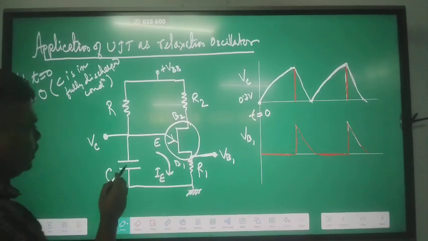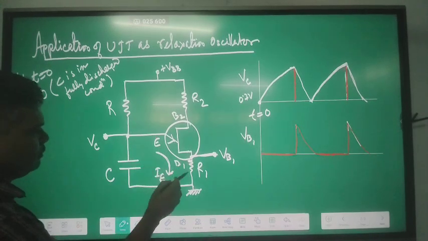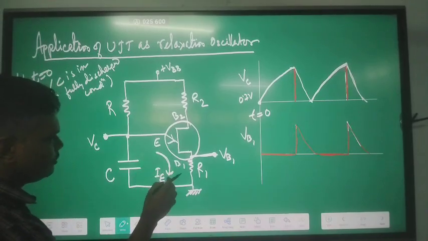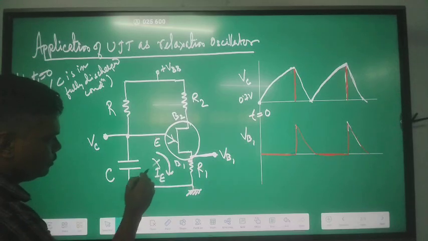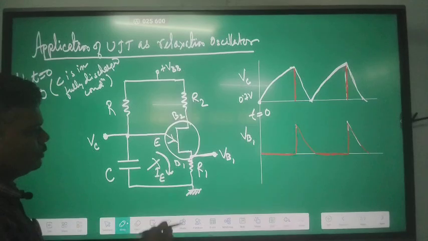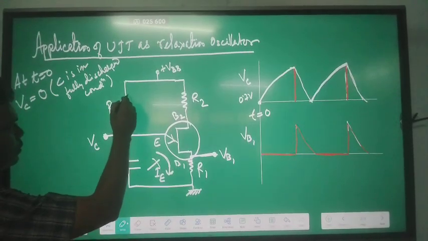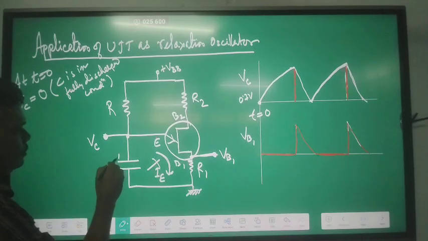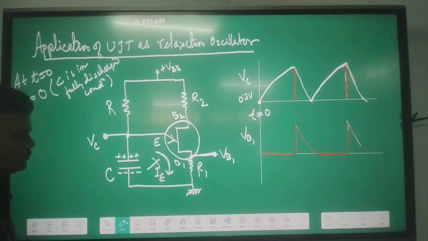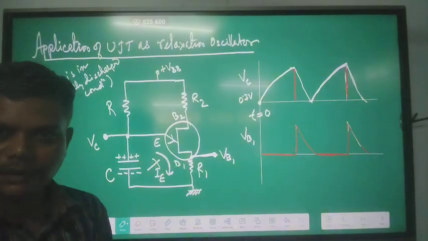So when this capacitor is fully discharged, the voltage here is 0, which makes this emitter base 1 reverse biased. So as it is reverse biased, no current will flow, no IE will flow through it. So as no current is flowing through the emitter and base region, the capacitor will now start charging through this resistor R. Now the voltage across C will start increasing.